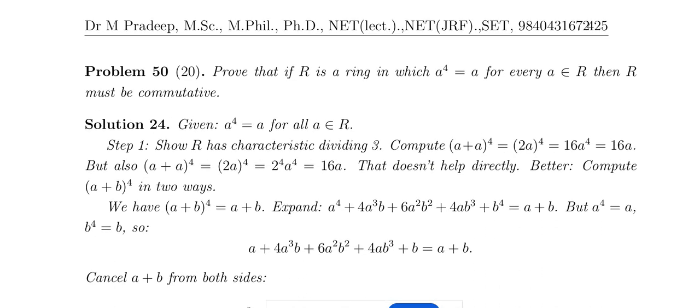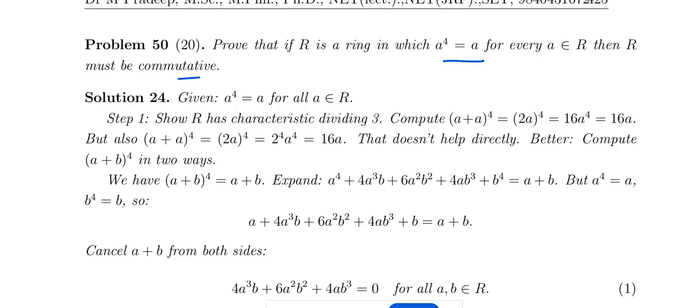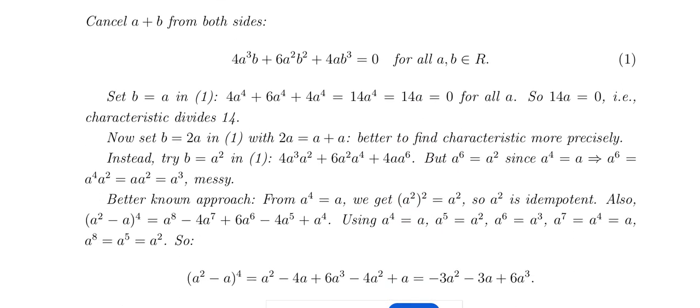And if R is a ring in which a power 4 equals a for every a belonging to R, then R must be commutative. It will be easiest to prove.